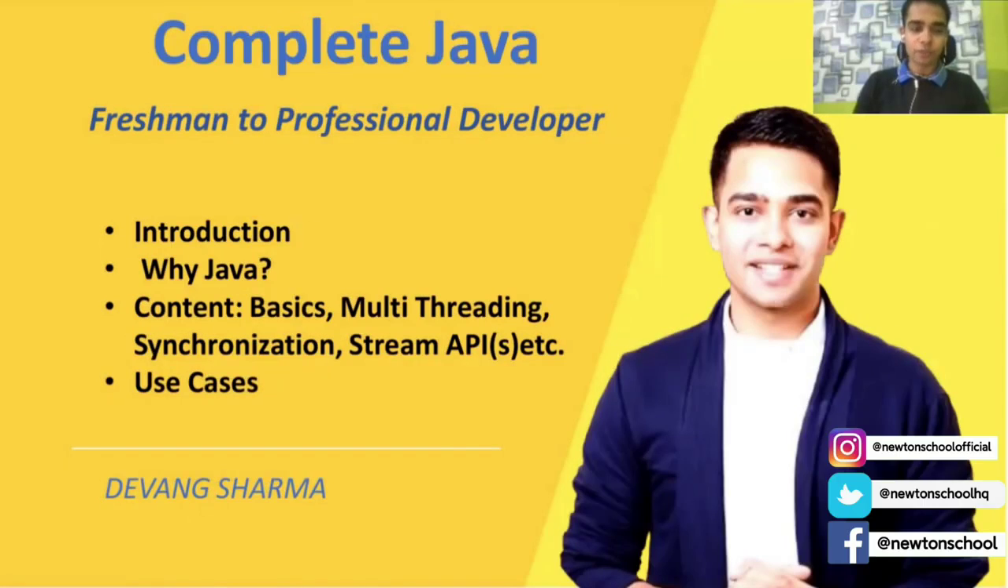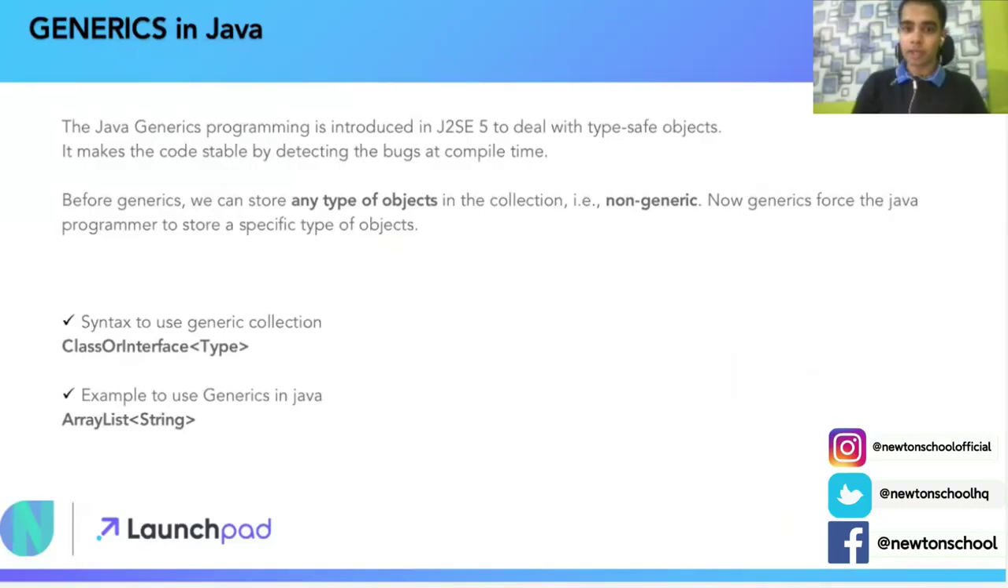So in today's video, we are going to talk about a very important topic called generics in Java. This topic will be covered in two parts. In this part of the video, we are going to cover what are generics, what is the use case of generics, and what are the advantages we get by using generics, why generics were introduced in the first place. In the second video, we are going to talk about generic classes and generic methods, which are extremely important. So let's start with the first part.